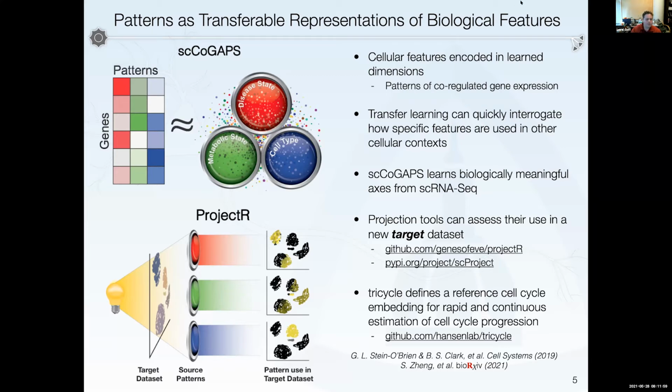So as I mentioned, SC-CoGAPs learns these biologically meaningful axes from single cell data. And we've developed three different projection tools, the first of which is ProjectR, and the links will pop up periodically throughout the talk. ProjectR is the R version of this, and we have a new tool that's coming out shortly, scProject, that builds off the Scanpy platform for single cell analysis in Python. And then we have a specific flavor of this called Tricycle that is designed to look specifically at cell cycle in a projection analysis.